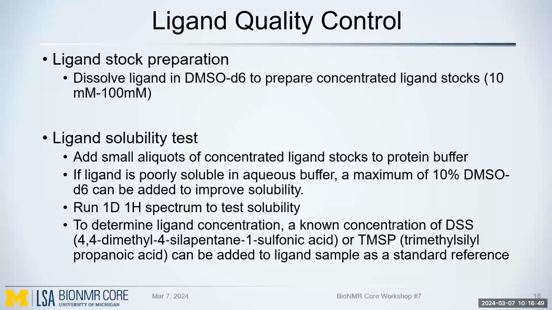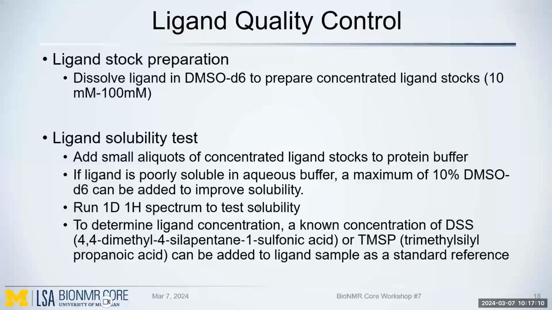And if the ligand is poorly soluble in the aqueous buffer, as soon as you add the ligand into the NMR tube, you will see precipitates form. If that happens, you can add more deuterated DMSO to improve solubility. And the maximum deuterated DMSO that is allowed in this NMR sample is 10%.